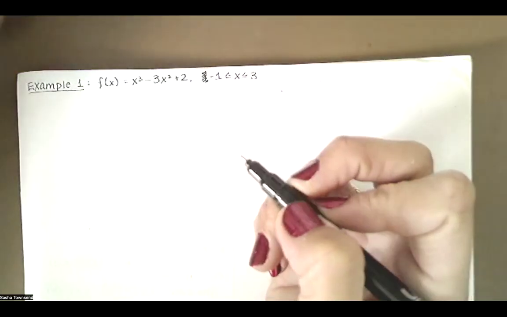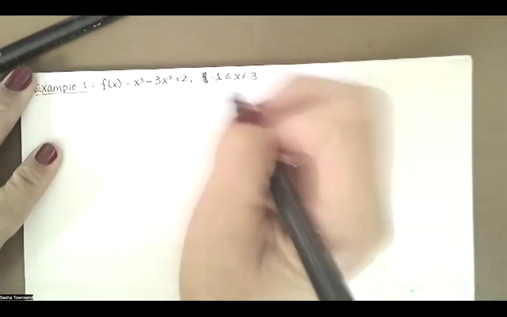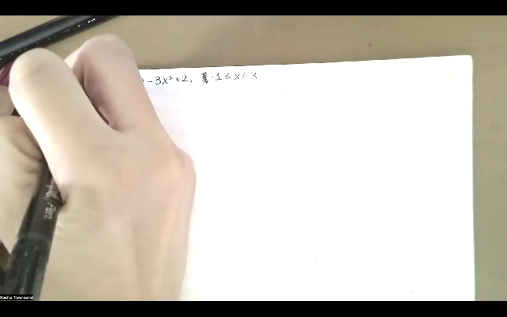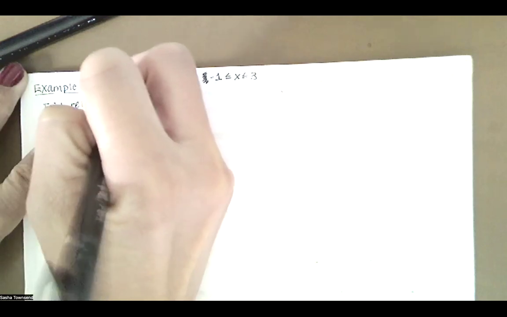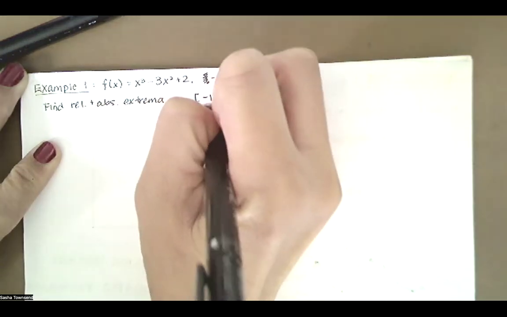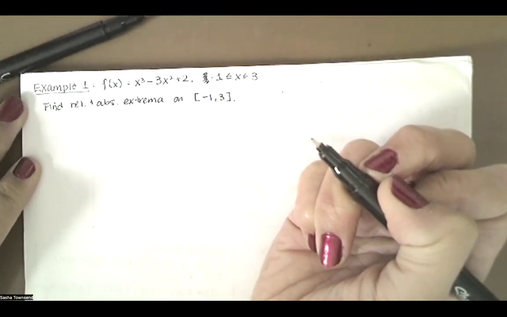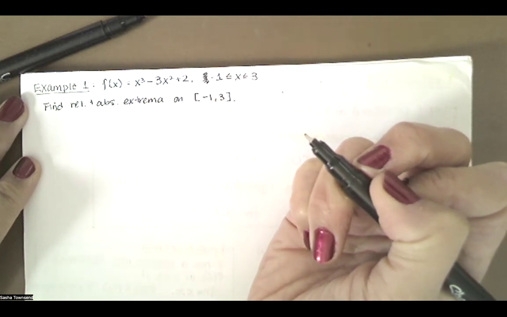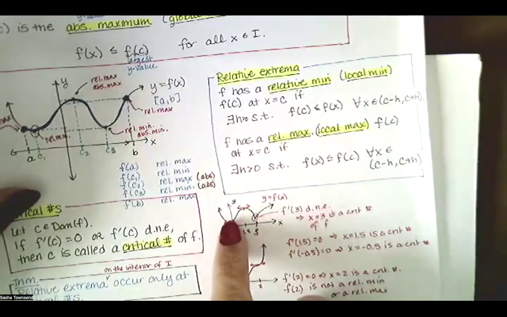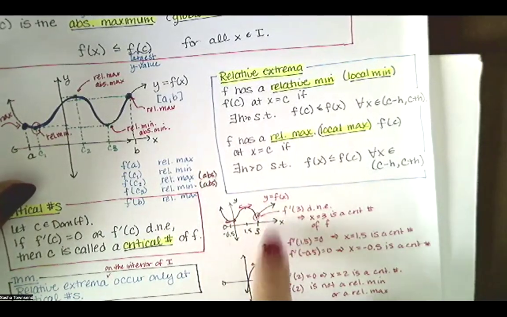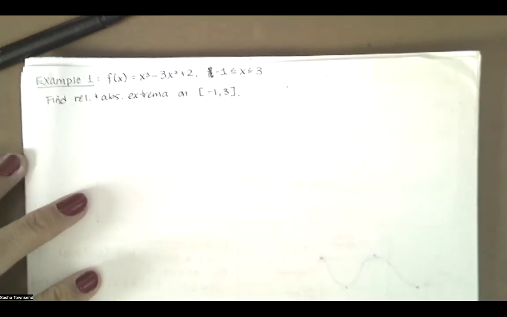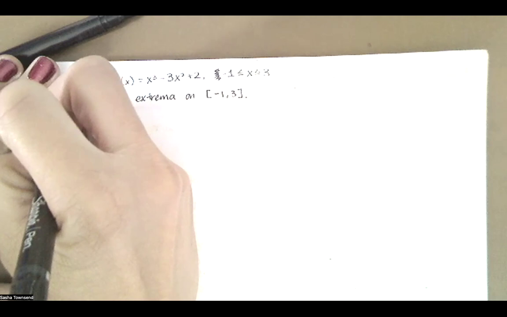I've got f of x equals x cubed minus 3x squared plus 2, and we're asked to find relative and absolute extrema on the interval of interest. Well, the first thing that we typically do when we want to find relative and absolute extrema is we find the critical numbers. So remember, critical numbers are those places on the graph where we have a derivative equal to 0 or a derivative that's undefined. So to find the critical numbers, we will compute f prime.